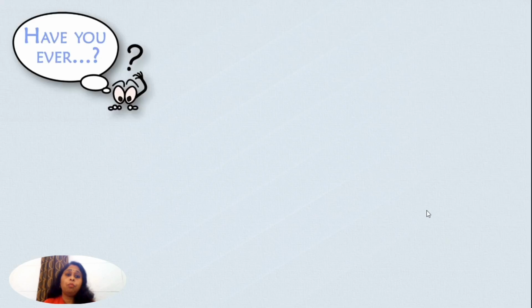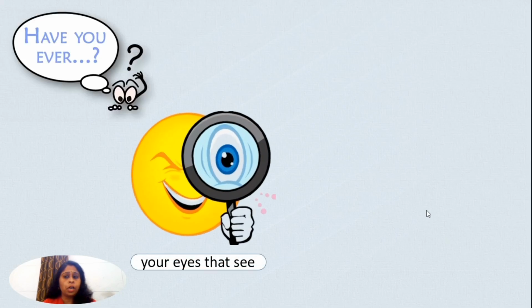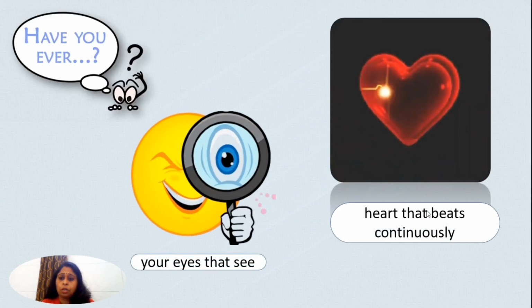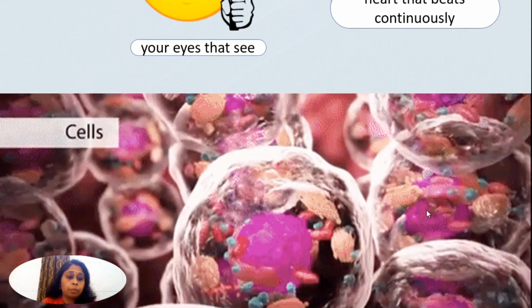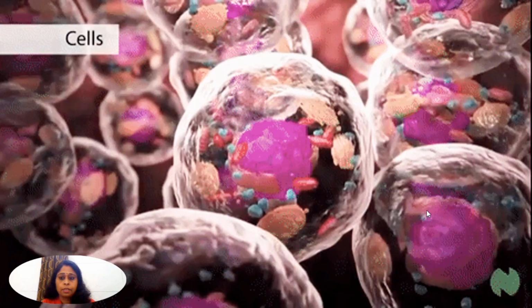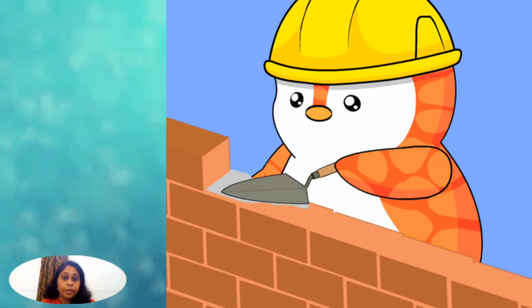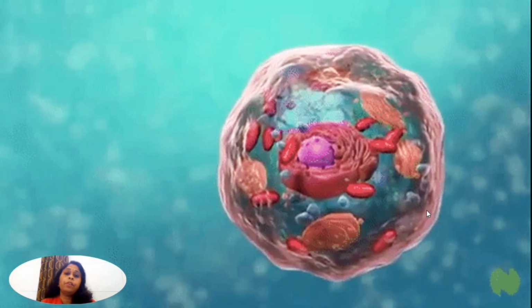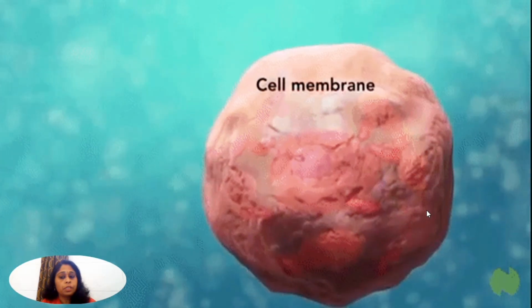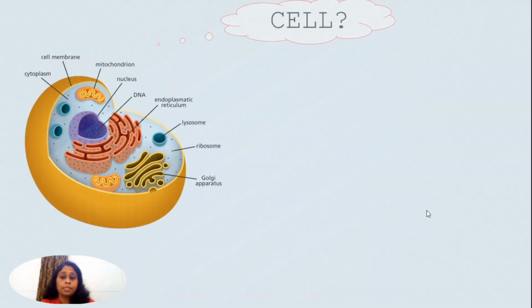Have you ever wondered what your body is made up of? From your eyes that you see to your heart that beats continuously, everything in your body is made up of cells. Just like a building is made up of bricks, all living organisms are made up of cells. Now, what is a cell then?